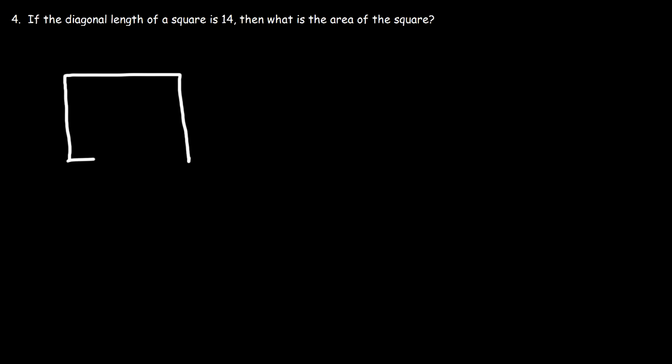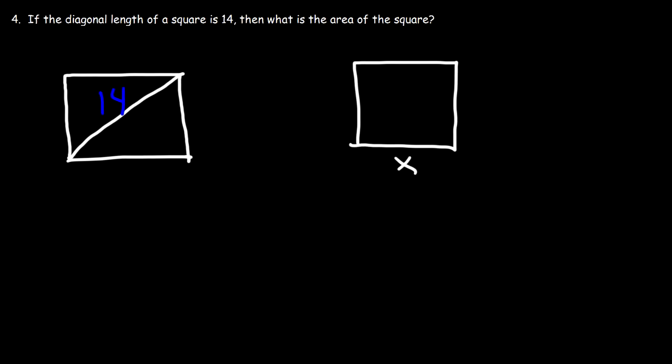And so here is the square, and then we need to draw the diagonal of the square. So we're told that this is equal to 14. Now how can we determine the area of the square? The area of the square is basically x times x. It's the side length squared. So let's call this x and x. How can we find the value of x?